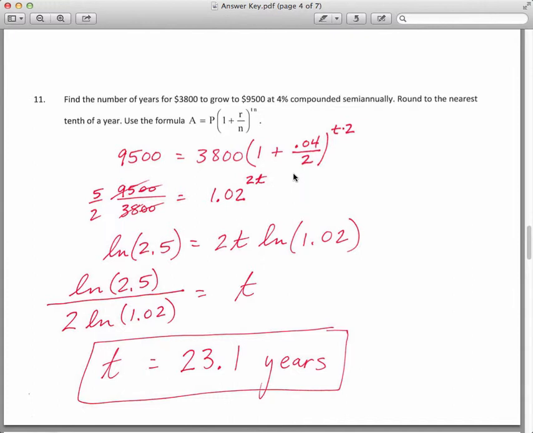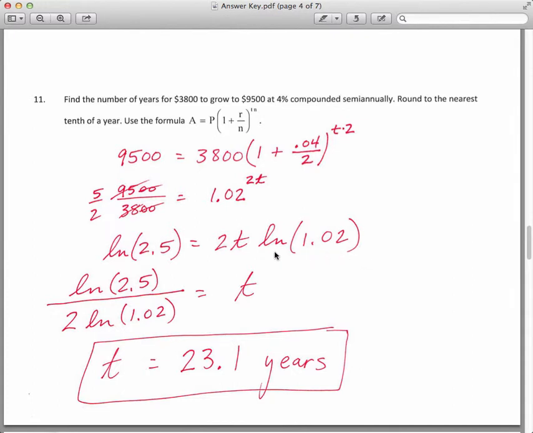So then take the natural log of both sides, because remember, we are trying to solve for a variable that is part of an exponent. Whenever you're trying to do that, the best way to go, and in some cases the only way to go, is to take the log of both sides, or natural log of both sides. It doesn't matter, you can do either one. So the natural log of 2.5 is equal to, remember we get to bring the 2t down in front, 2t times the natural log of 1.02.